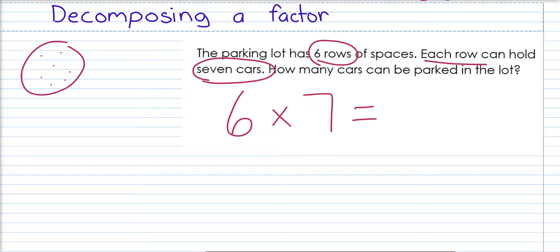And since we don't know the answer yet, let's put in the letter C for cars. So 6 times 7 equals C. Now this is where decomposing a factor becomes helpful, because I haven't mastered my 6's and my 7's yet, my times tables. So I can decompose, or remember that decompose is break apart, one of the 2 numbers in that problem.